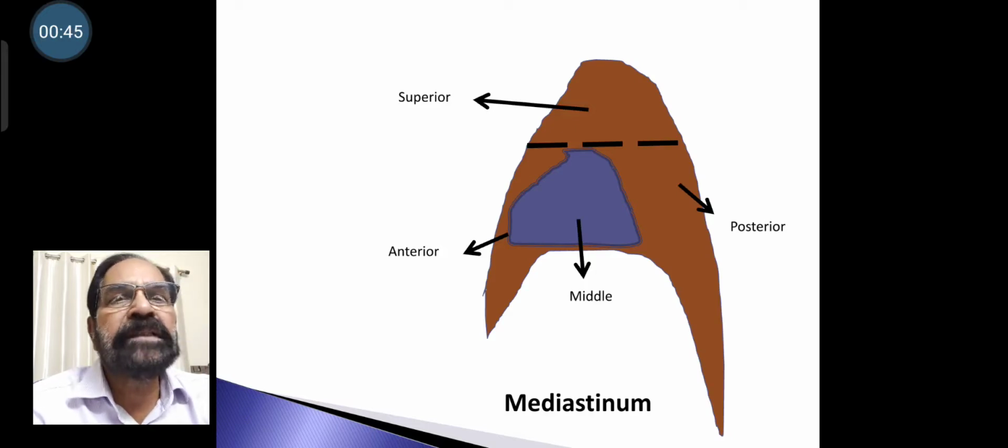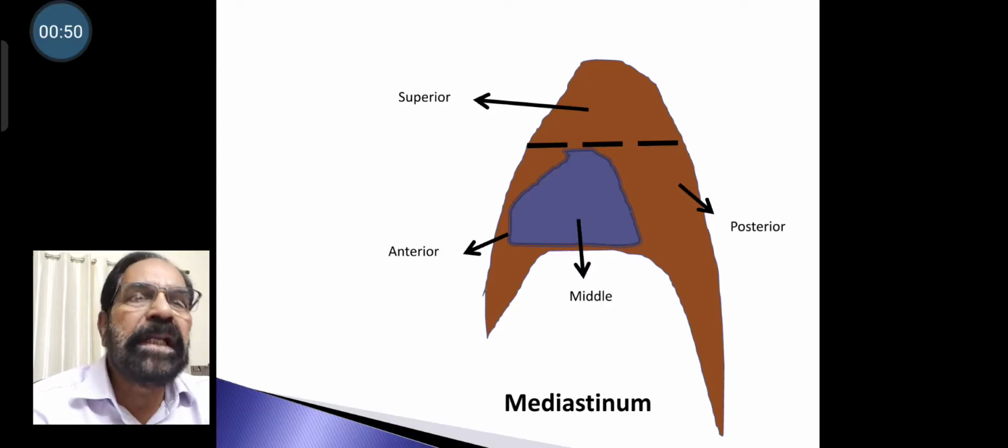Anterior to the pericardium is the anterior mediastinum. Inside the pericardium is the middle mediastinum, and posterior to the pericardium is the posterior mediastinum.